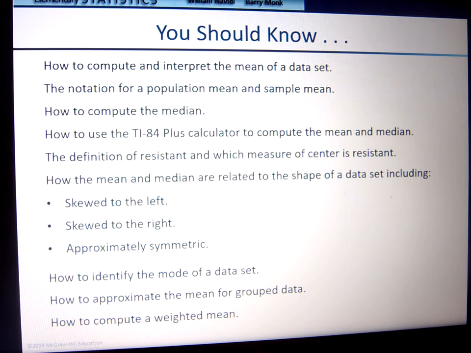So here's what you should know from what we went over today: how to compute and interpret the mean of a data set, the notation for population mean and sample mean, how to find the median, how to use your TI-84 Plus to compute the mean and the median, the definition of resistant and which measure of center is resistant, how the mean and median are related to the shape of data, including skewed to the left, skewed to the right, and approximately symmetric, how to identify the mode of a data set, and how to approximate the mean for grouped data and to compute a weighted mean.